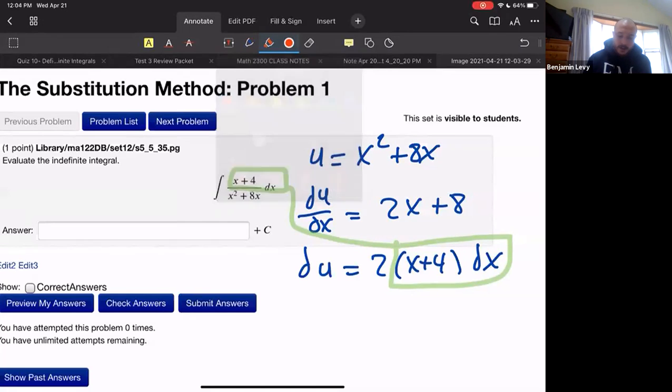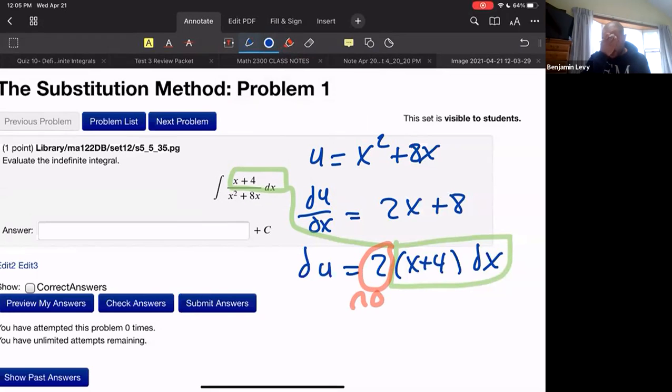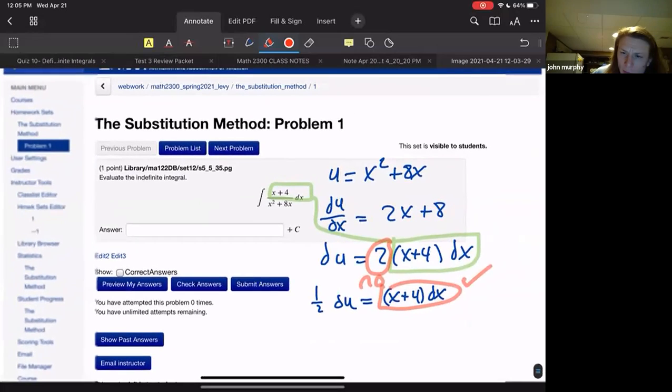But notice how, maybe this is your problem, the 2 is not in there. But I thought that we were able to put it on the other side, like 1/2 du or something like that. Absolutely, that's exactly right. Since the 2 is not there, you move it over to the other side, and now we can make the substitution because the entire right-hand side is now part of the problem. Great.